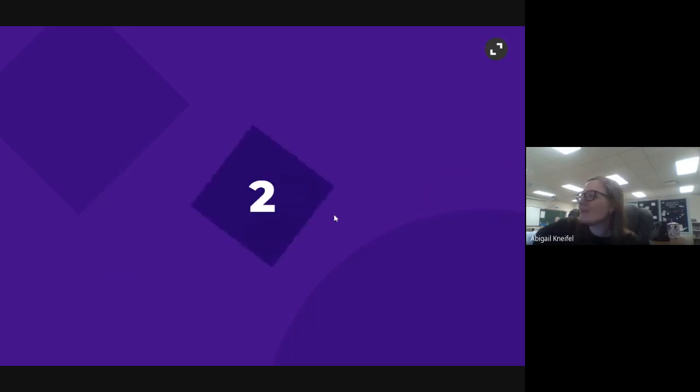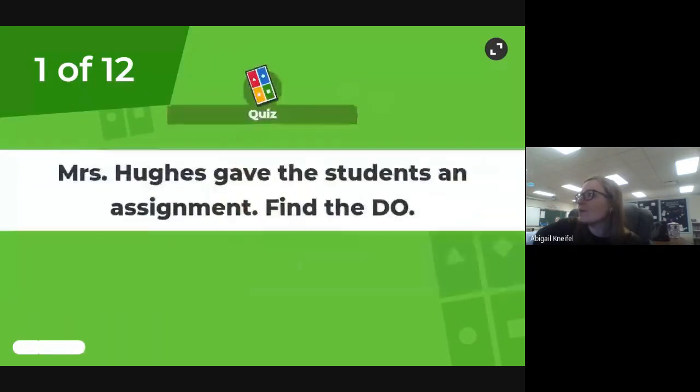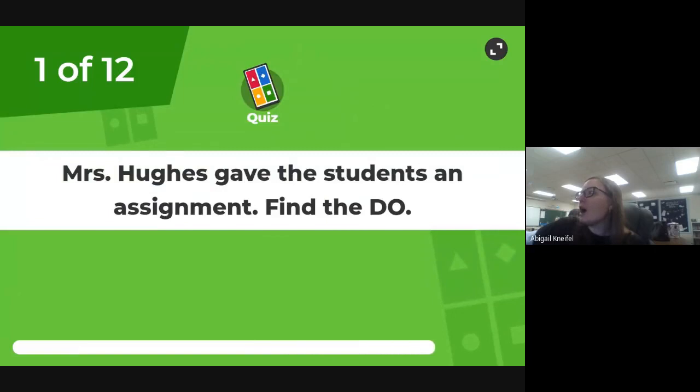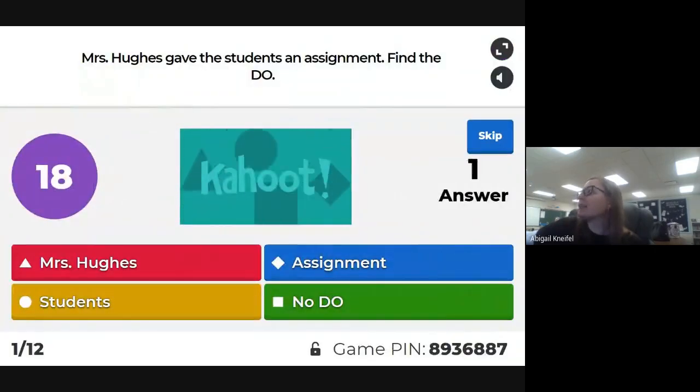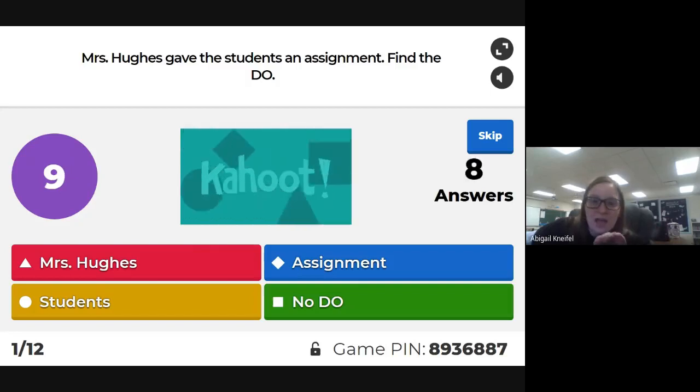Direct and indirect objects. 3, 2, 1. Mrs. Hudges gave the students an assignment. Find the direct object. Mrs. Hudges gave the students an assignment. What was given? What is the direct object?